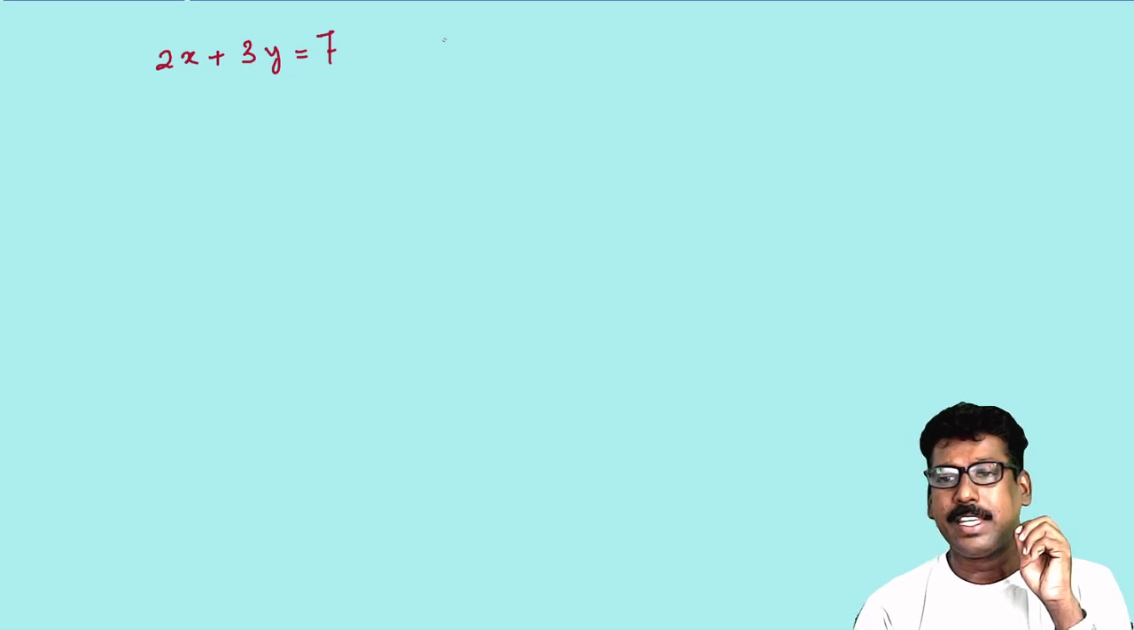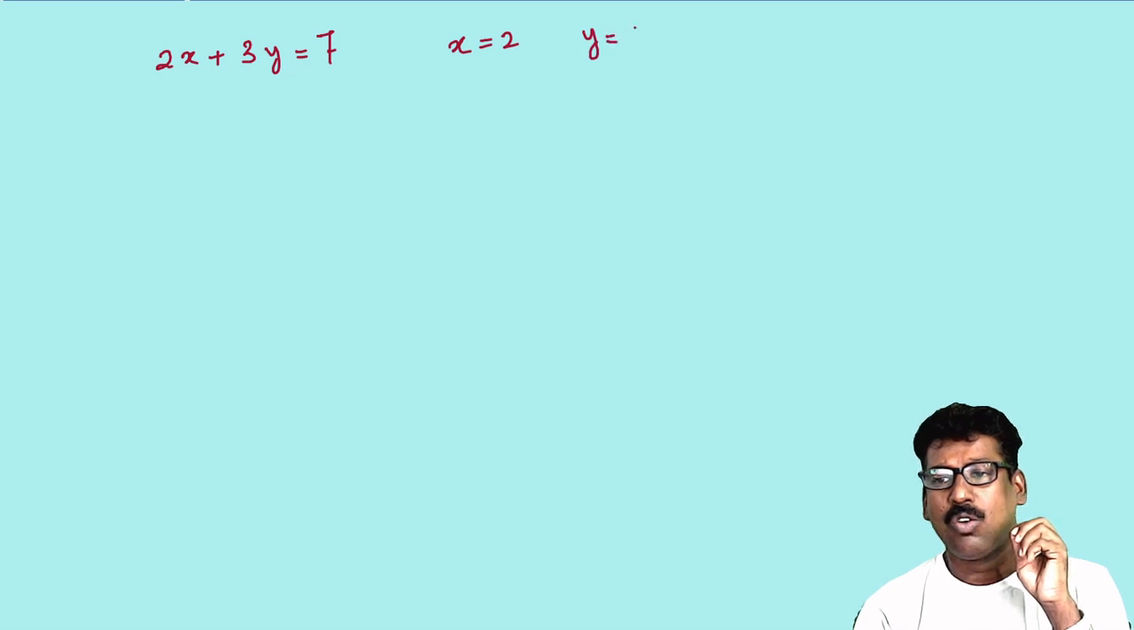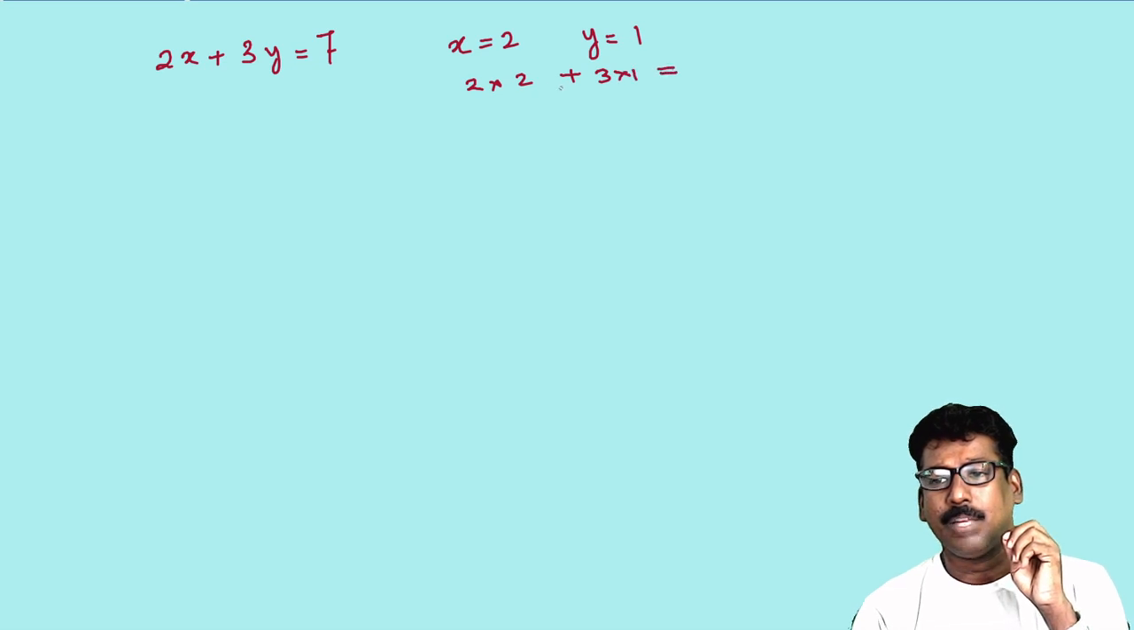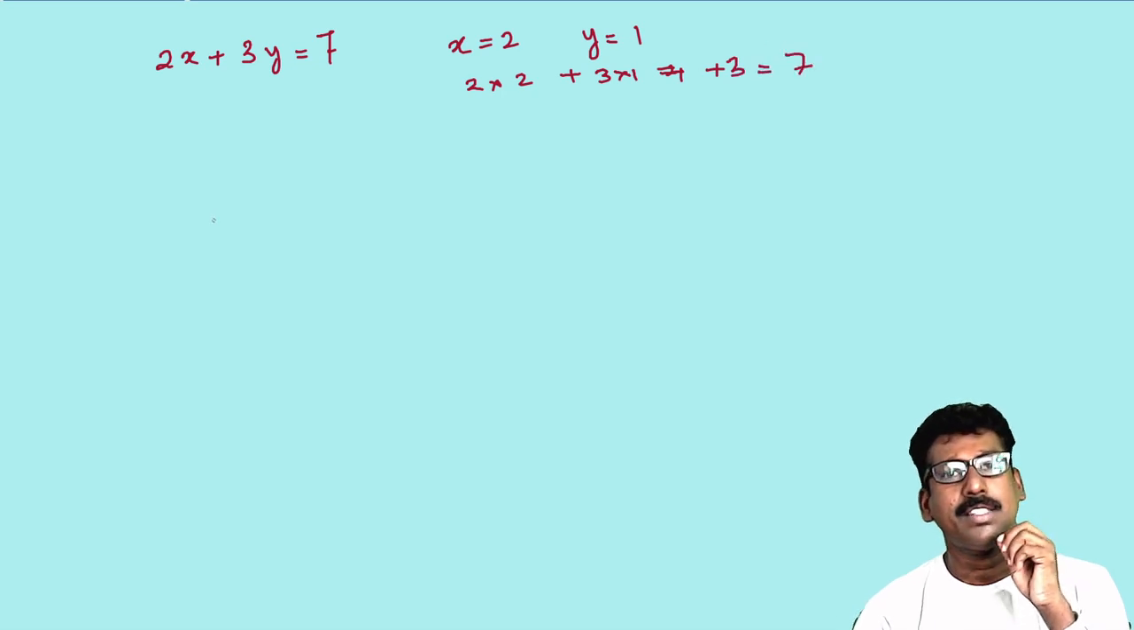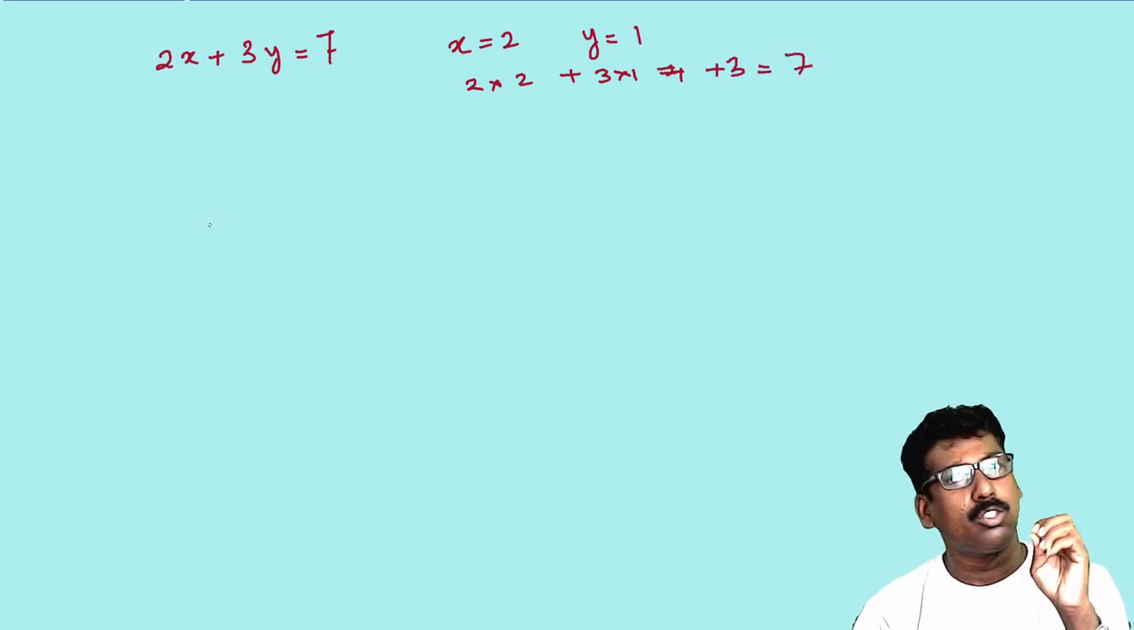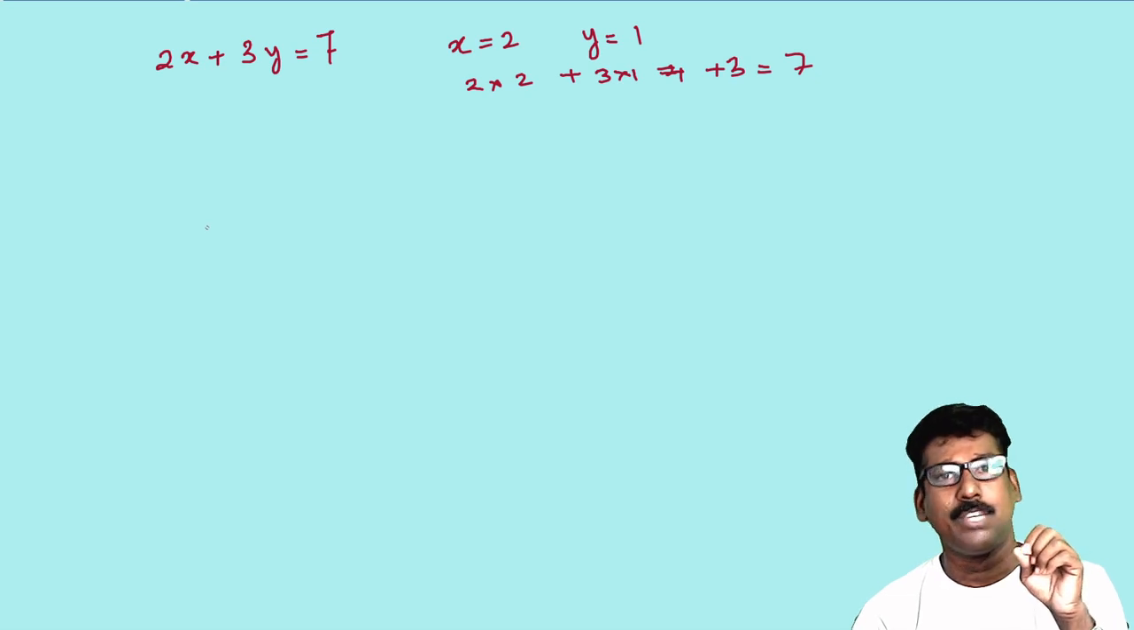Here you can see x is equal to 2 and y is equal to 1 will satisfy this equation because 2x means 2 into 2 plus 3y means 3 into 1. That means 2 plus 2, 4 plus 3, which you get as 7. That means x is equal to 2, y is equal to 1 satisfy this equation.